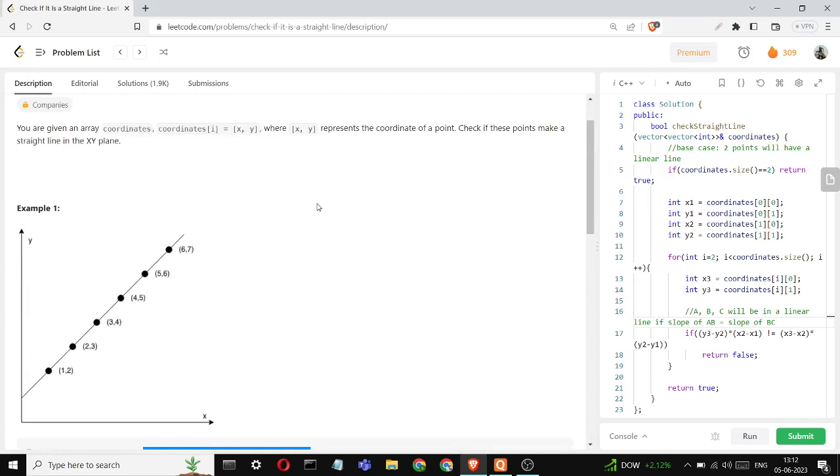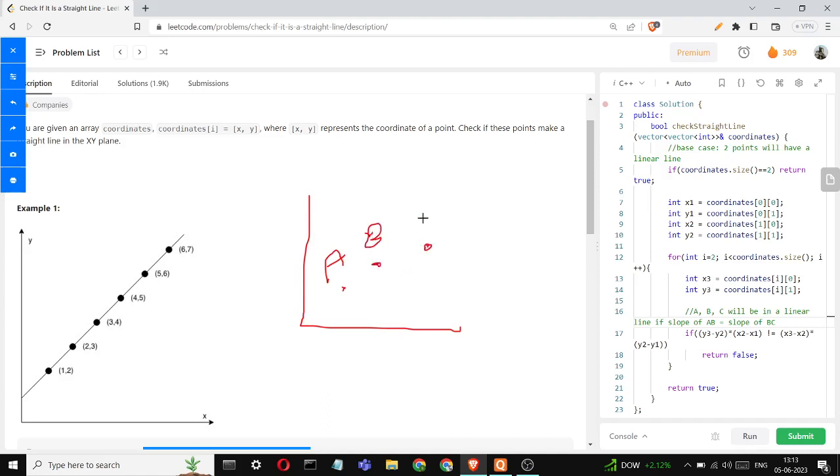How can we actually know if points are forming a single line or not? Like in mathematics, you might already know this. If in the xy plane we have 3 points, let's say this is A, this is B, and this is our point C, and we want to know if these 3 points are in a linear line. Let's say A has coordinates x1 y1, then B has coordinates x2 y2, and C has coordinates x3 y3.